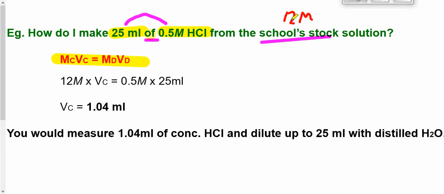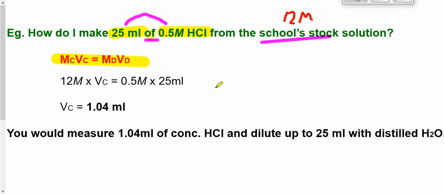So when I substitute, the molarity of the concentrated will be the 12 molar. It's the more concentrated of the two. The molarity of the diluted will be the half molar. It's a smaller number, so it's more diluted. 25 mils is how much of the diluted one I'm making. So again, a little clue is to look for the word of to know which 2 numbers go together.